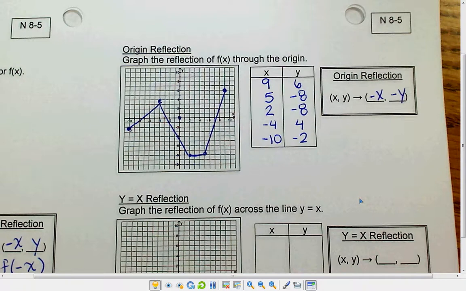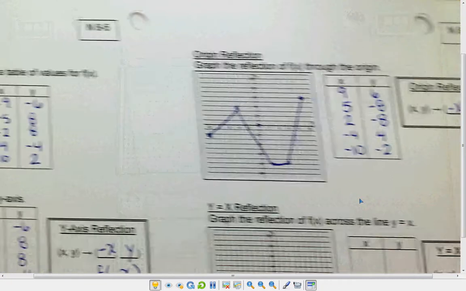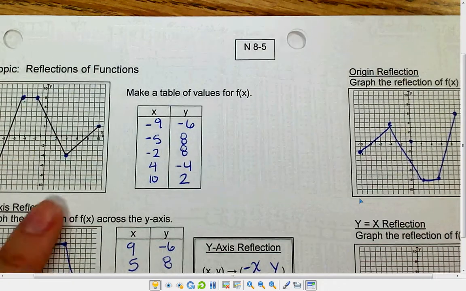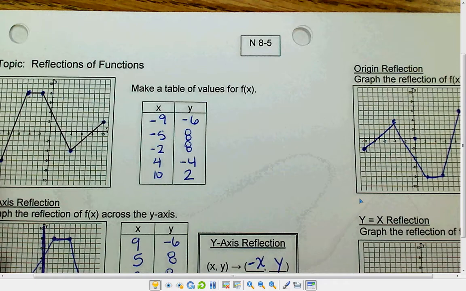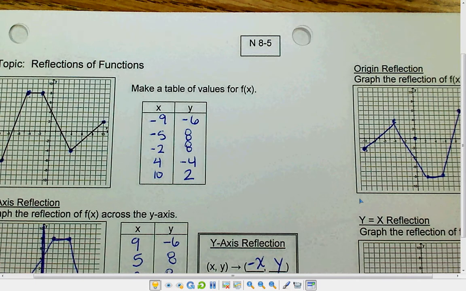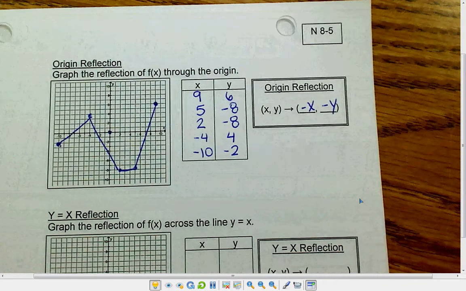Alright, so here's my graph. So this is a reflection through the origin. So you can see it looks similar to this one, but really it's been flipped across the origin. So every single point has been flipped across the origin. And this is as if you had both an x and a y-axis reflection. So it's both of those together.